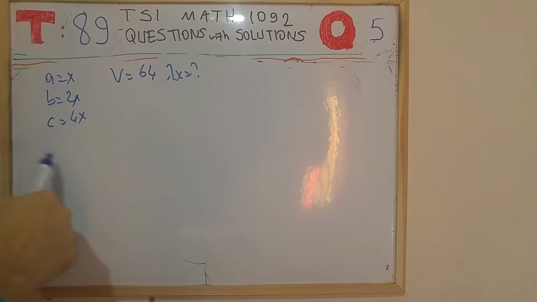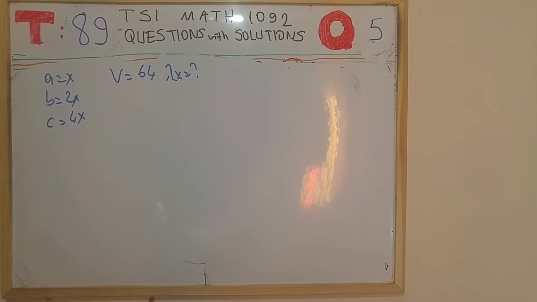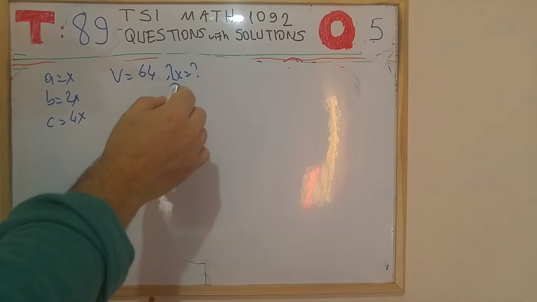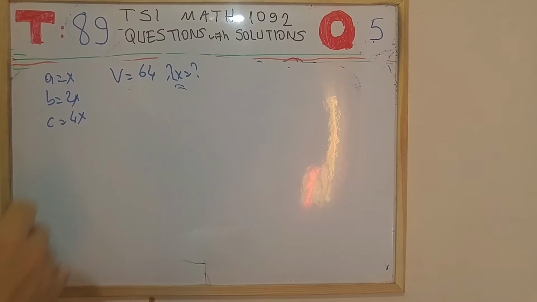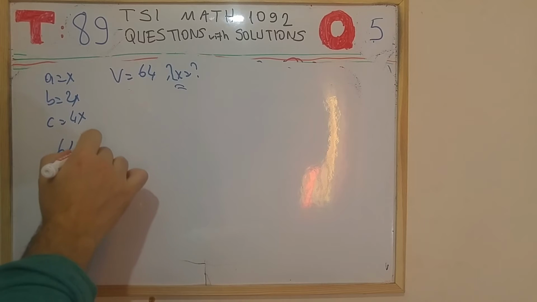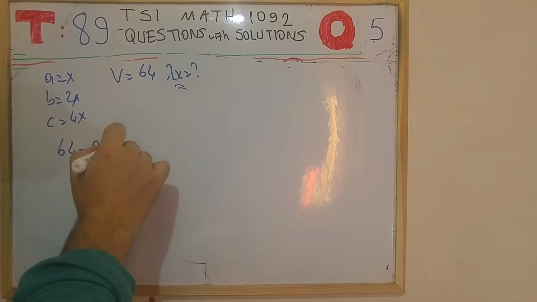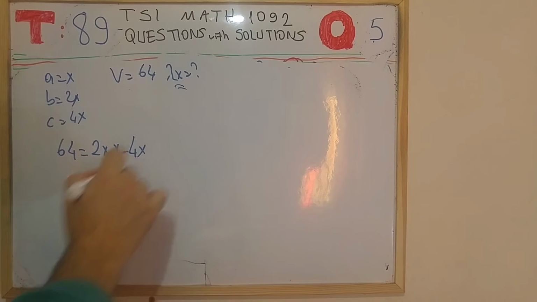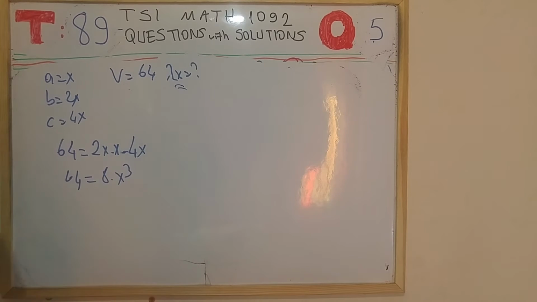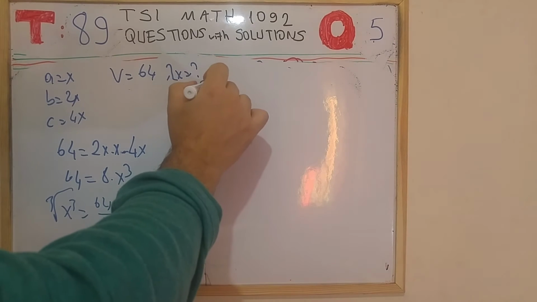We're given all three dimensions and the volume of a prism, and we're asked about 2x, not x. Let's calculate it. So the volume is equal to the multiplication of all three dimensions times 4x, and 64 is equal to 8 times x cubed. That means that x cubed is equal to 64 over 8, that is 8, which means that x is equal to the cubic root of this, which is equal to 2, and 2x is equal to 2 times 2, that gives us 4.